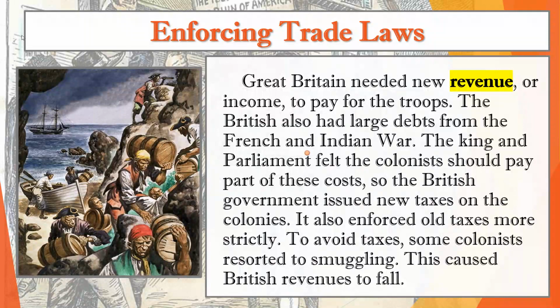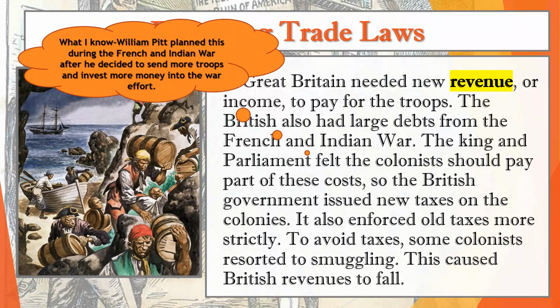Okay, we were at the top of page 113 already. I got some smugglers in my picture there. What I know, William Pitt planned this during the French and Indian War, after he decided to send more troops and invest more money into the war effort. Hey, cause and effect. We knew this was coming down the line. We knew this from the French and Indian War.